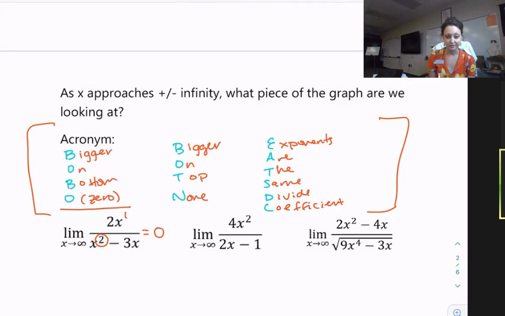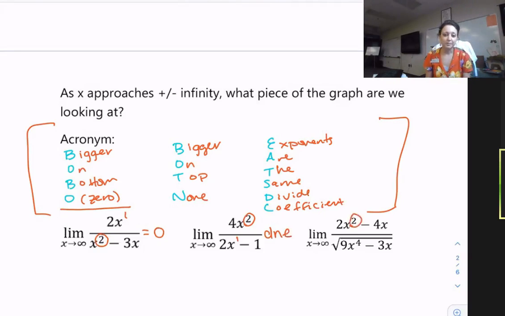All right, take a look at the one in the middle. The degree of the numerator is 2. The degree of the denominator, your largest exponent on the bottom, is 1. 2 is larger than 1, so now we've got bigger on top. That means no horizontal asymptote. So what do you think the limit's going to be here? The limit's going to be DNE. All right, now that last one, be really careful. Your degree of the numerator is definitely 2, right?